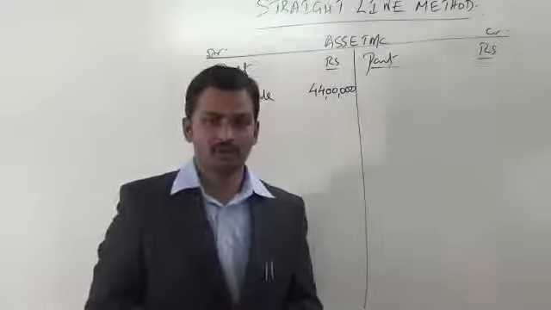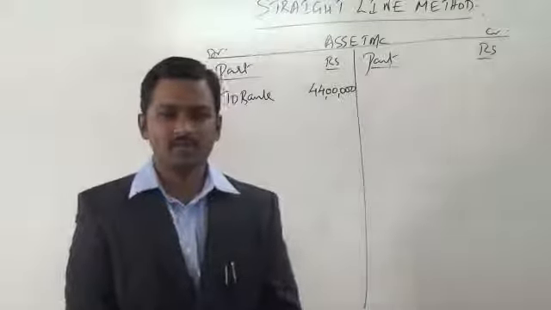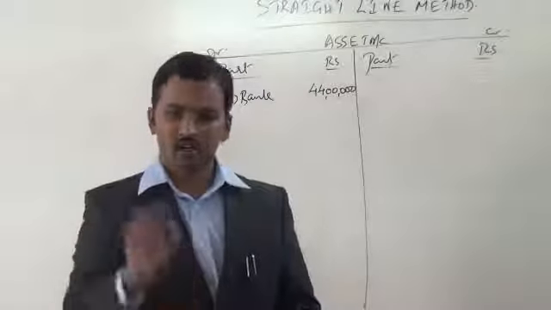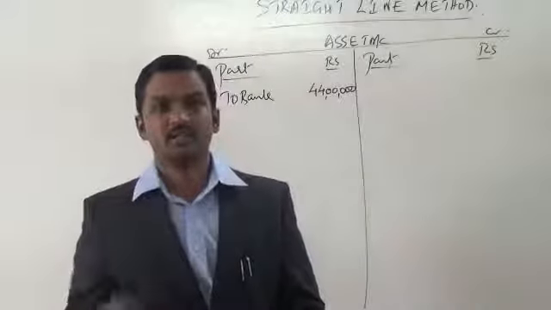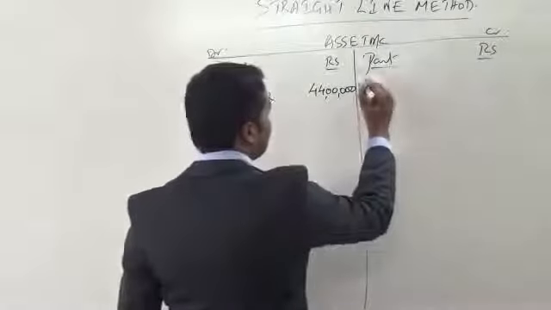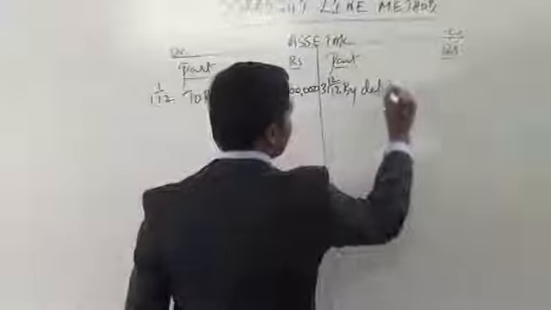I hope you remember, I have already discussed the entry for depreciation. What is the entry you pass for depreciation? The entry is depreciation account debtor to asset account. So depreciation account has to be debited, asset account has to be credited. So I will credit the asset account on 31st December 2012 by depreciation.